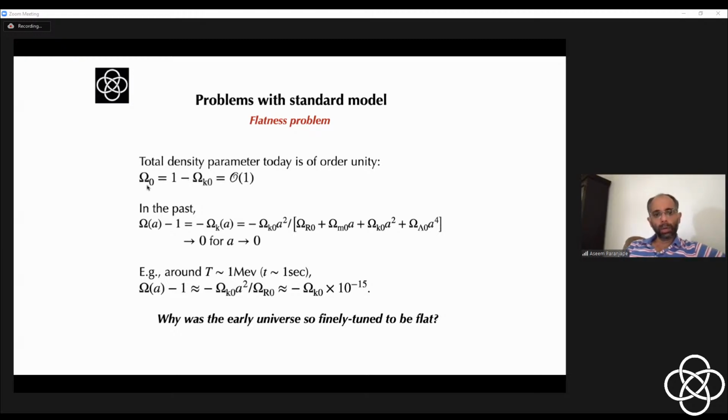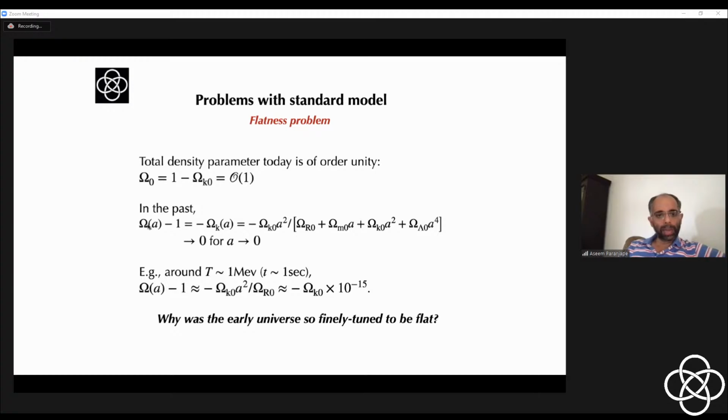So this quantity we know is order unity. We in fact believe that it is very, very close to 1. We say that omega k0 is actually pretty close to 0. But for the time being, even if omega k0 is not very close to 0, even if it was like plus minus 0.1, for example, this number is still a number of order unity. It's pretty close to 1. That's all we need, because now ask the question, what happens to the total density parameter in the past?